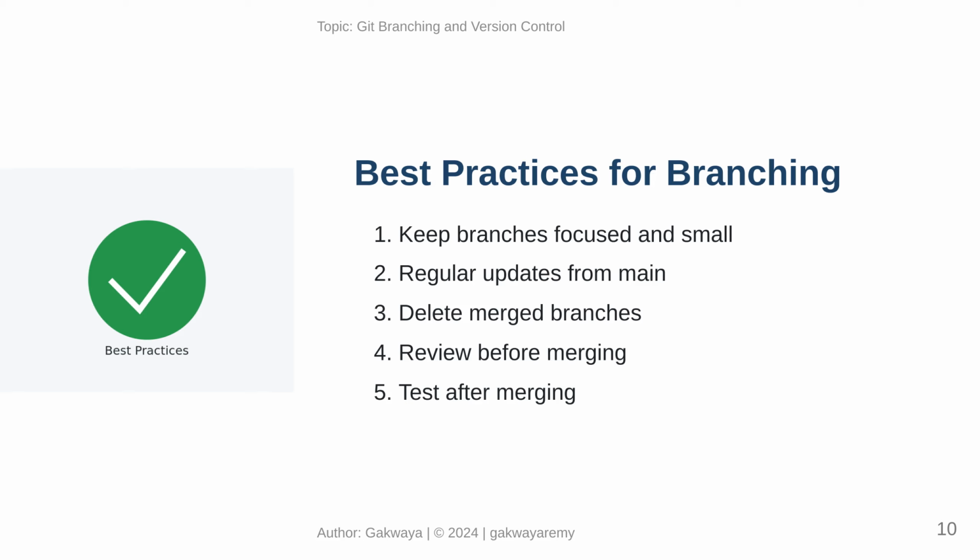Following these best practices will make your branching strategy more effective. Keep branches focused on single features or fixes. Regularly pull changes from main to avoid big conflicts later. Clean up by deleting merged branches. Always review code before merging, and test thoroughly after merges to catch any issues early.